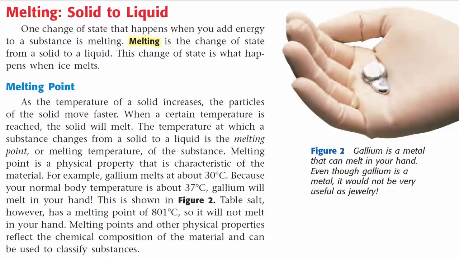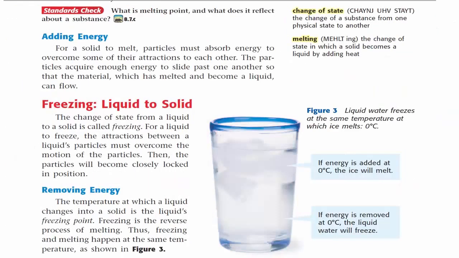For example, gallium melts at about 30 degrees Celsius. Because your normal body temperature is about 37 degrees Celsius, gallium will melt in your hand. This is shown in Figure 2. Table salt, however, has a melting point of 801 degrees Celsius, so it will not melt in your hand. Melting points and other physical properties reflect the chemical composition of the material and can be used to classify substances.